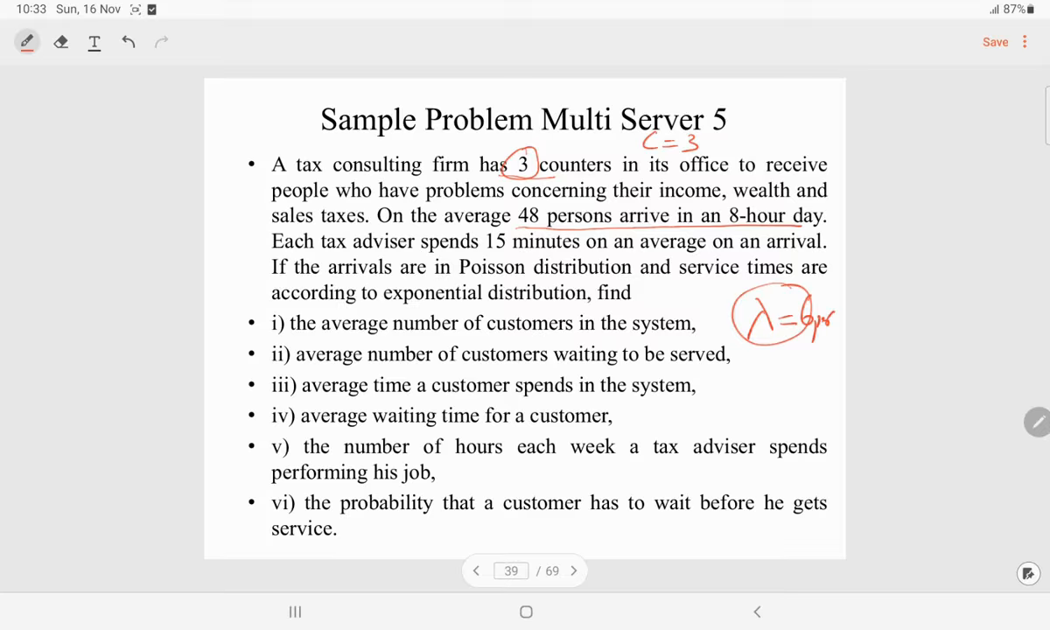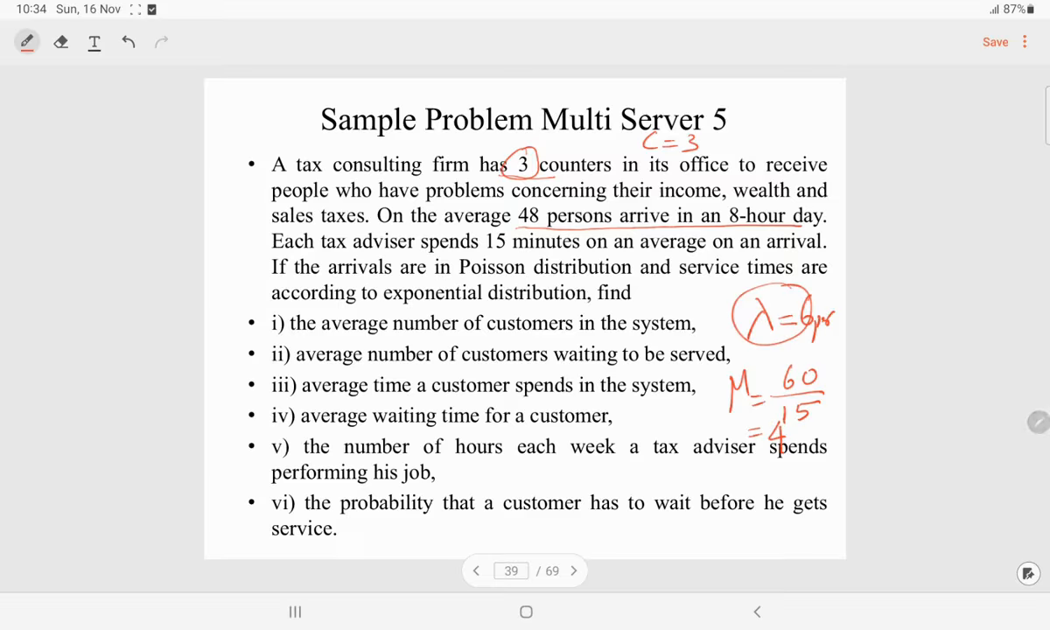Now we have to find the service rate. Here it is given that each tax advisor spends 15 minutes on average on an arrival. So the server is spending 15 minutes. We have 60 minutes in an hour, with 15 minutes for each customer, that is 4 customers per hour. So we have found mu also.